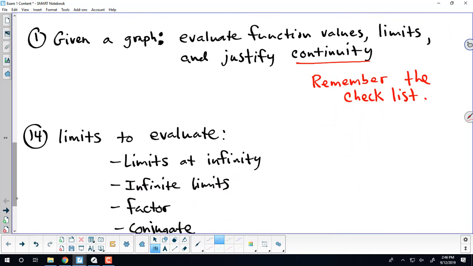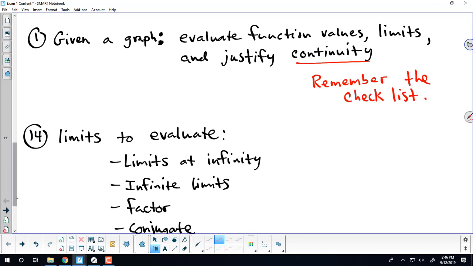Given a graph, you should be able to find the function values and justify where the function is continuous or not continuous by using the continuity checklist. So again, on those, it never said that this function's not continuous because it had a hole there. On the exam, if there's a hole in the graph and you're saying it's not continuous there, don't say this isn't continuous at x equals 12 because there is a hole. You have to reference the checklist, because then you're referencing the actual definition of continuity in terms of the limit equaling the function value.